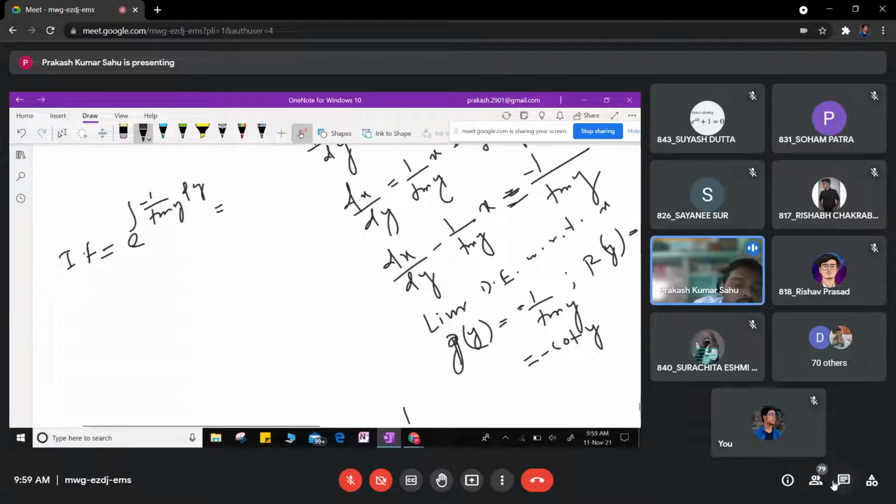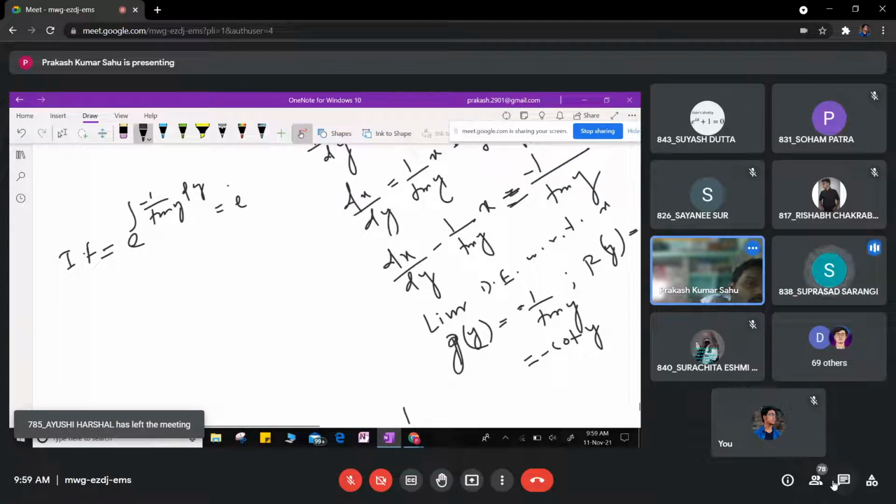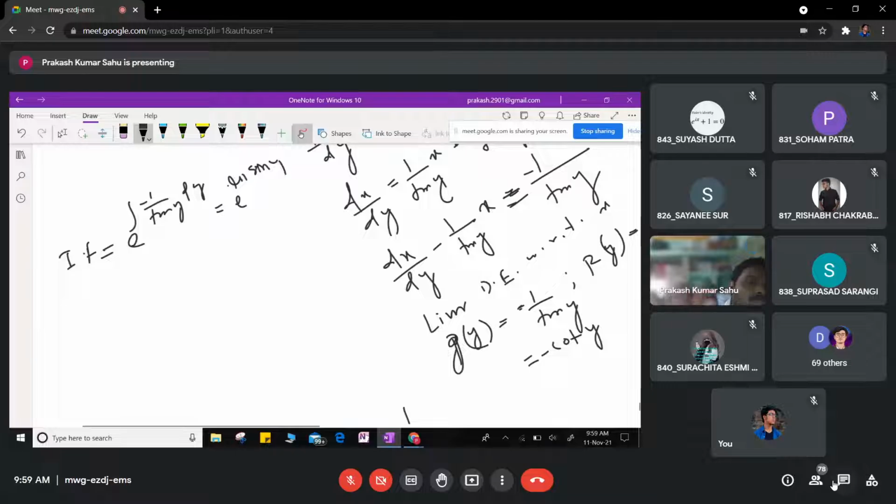Yes or no? So what will be the integration of cot y? It is log sin y plus c. So e to the power ln sin y. A minus will come, because cot is cos by sin. So this minus will come. So we can write this as cosec y, because sin y inverse is cosec y. It is correct.